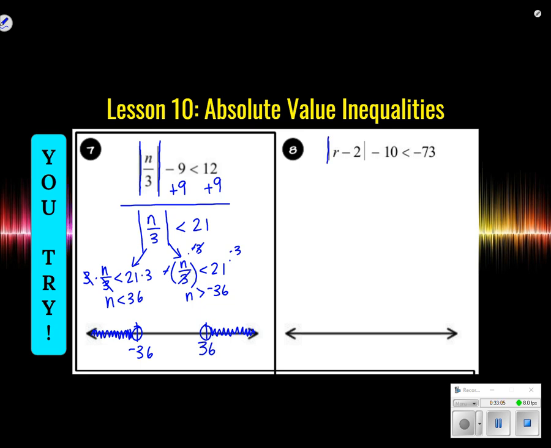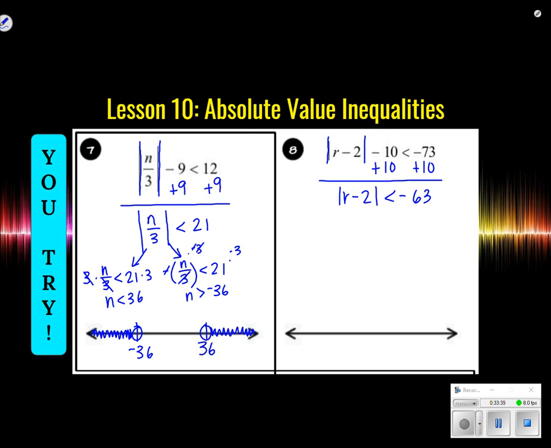Absolute value bars are by themselves. Oh, they're not by themselves. I've got to move that negative 10. Add 10 to both sides. Now, at this point, you should notice we've got a negative number on the other side of that inequality symbol, away from that absolute value. So this is going to be a special solution. Okay? If you don't catch it right now, it may be harder to catch later on down the line.